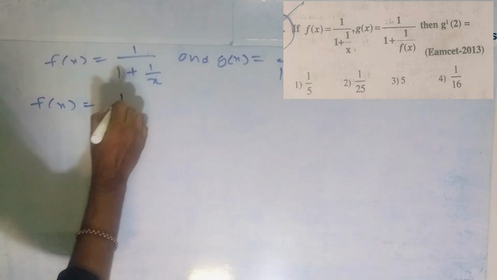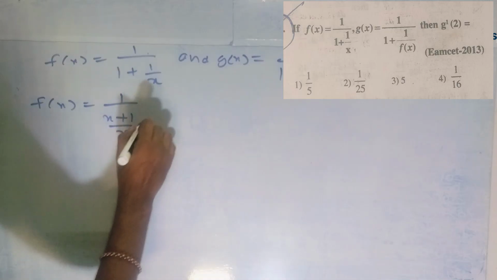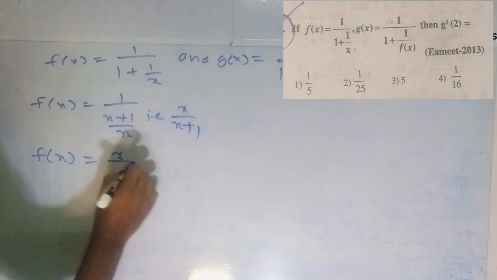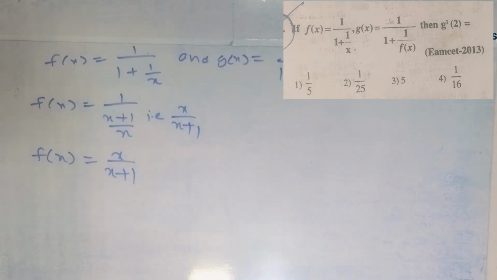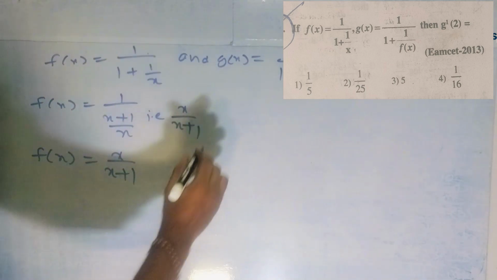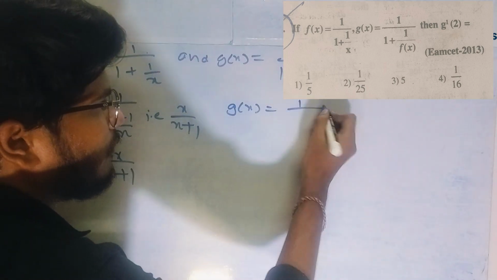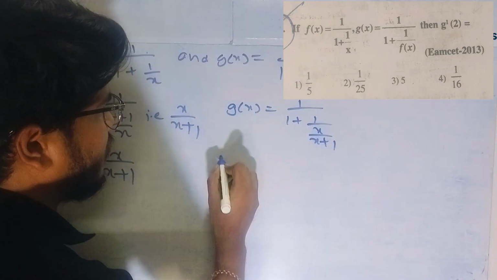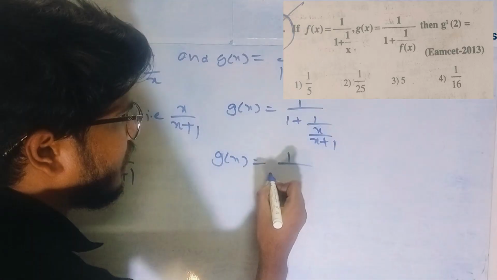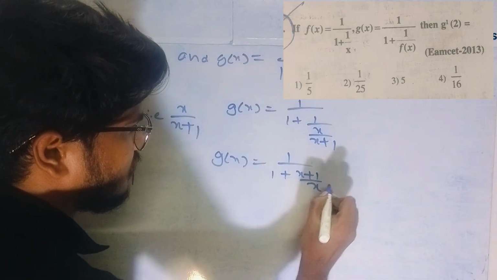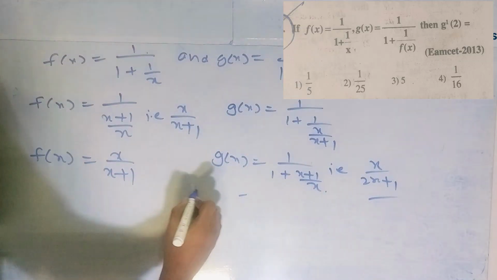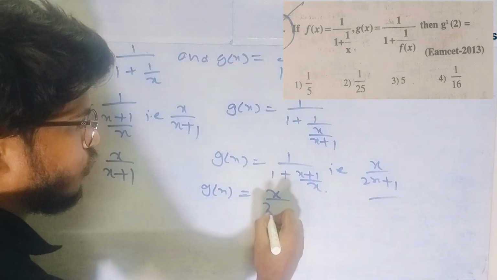f of x equal to 1 by 1 plus 1 by x, that is x by x plus 1. My f of x function is x by x plus 1. Now substitute this f of x function in g of x. That is g of x equal to 1 by 1 plus x plus 1 by x, that is x by 2x plus 1. This is our g of x function, x by 2x plus 1.